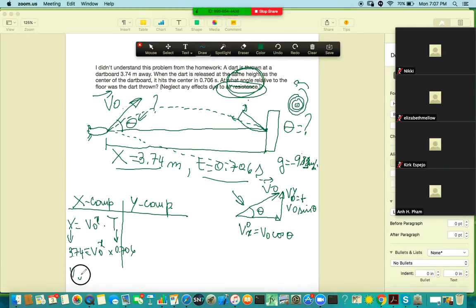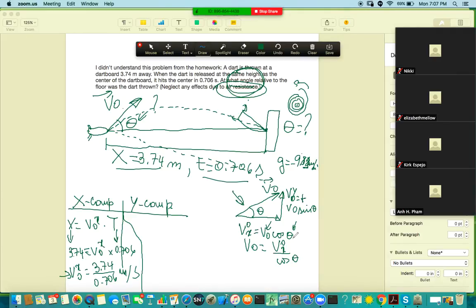And then we can calculate your V naught x. It's 3.74 divided by 0.706. This is in meters per second. Okay? So you have your V naught x. And you know that your V naught x, whatever number you got from this ratio, is equal to the initial velocity in meters per second times cosine of that angle, and you want to find the angle, basically. Okay? Now, which means you can write your V naught here as V naught x, whatever you got from here, divided by cosine of theta.